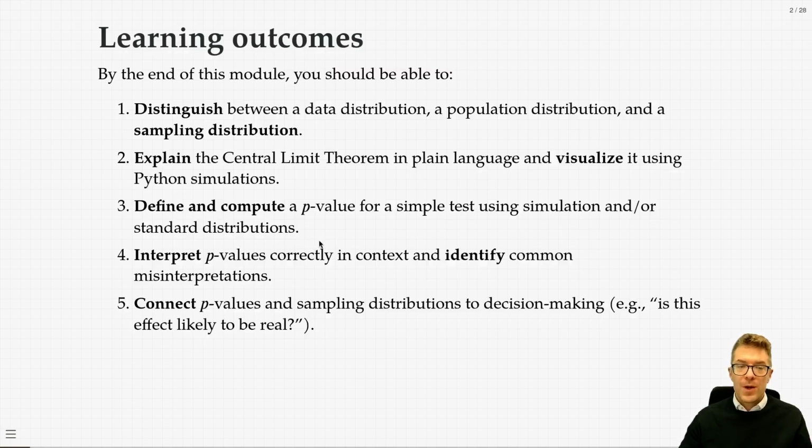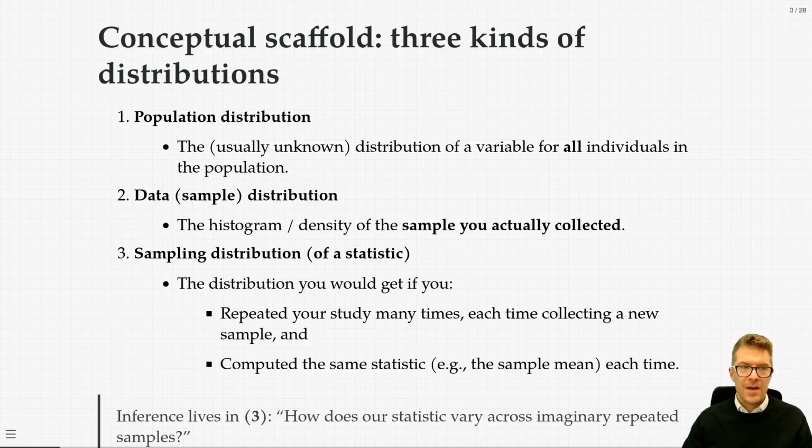You ought to be able to interpret p-values correctly in context and identify common problems that people run into, and connect p-values and sampling distributions to how we make decisions, which again is one of the main purposes of this course. So again, this is one of the main outcomes of this module: the three kinds of distributions.